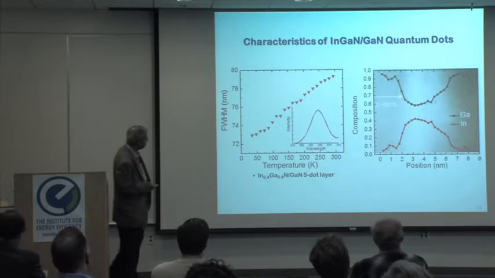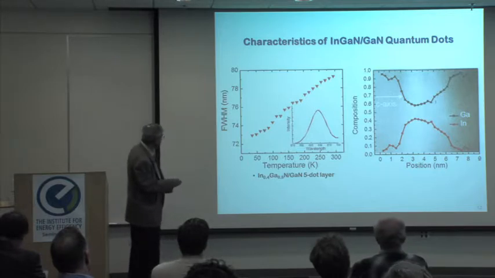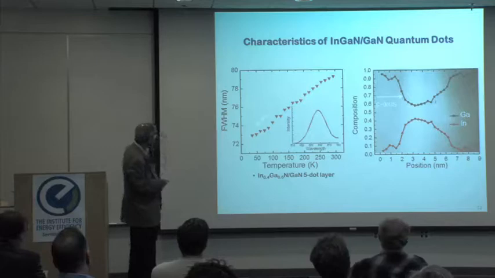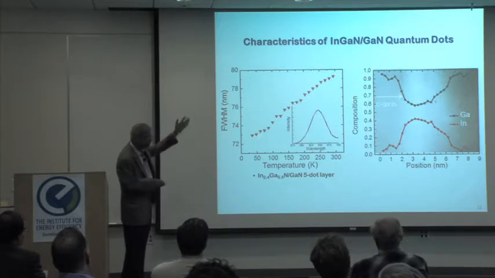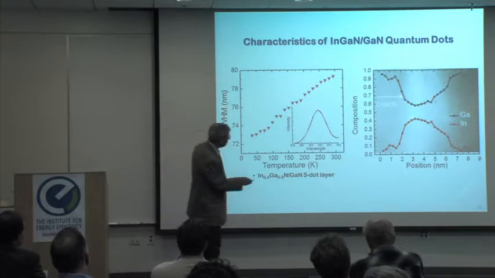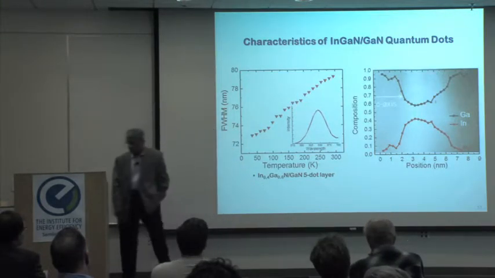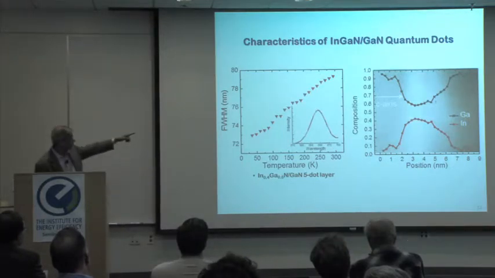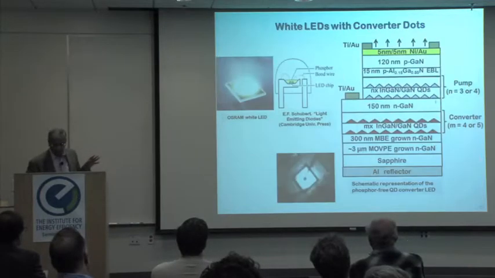And here are some other results. So you see the variation of the line width as a function of temperature. This is the inhomogeneous broadening right here, and what you see as an increase is the homogeneous broadening with temperature. And then from EDAX measurements, TEM EDAX, one gets the composition. For red dots, nominally the indium composition is about 40%.